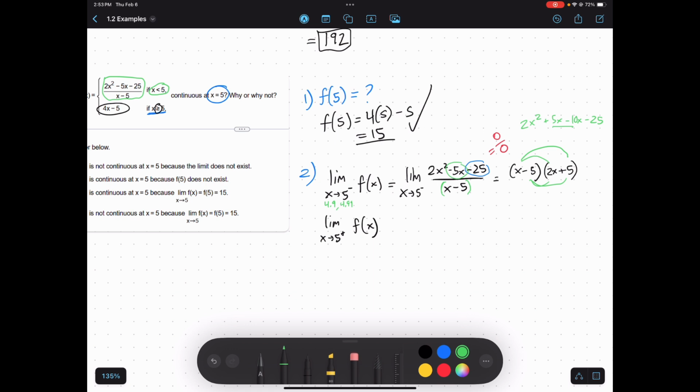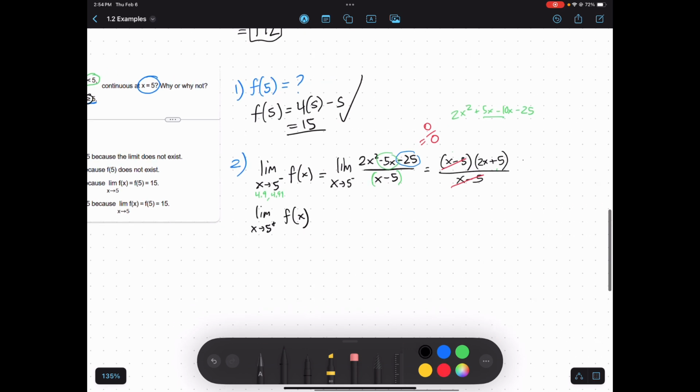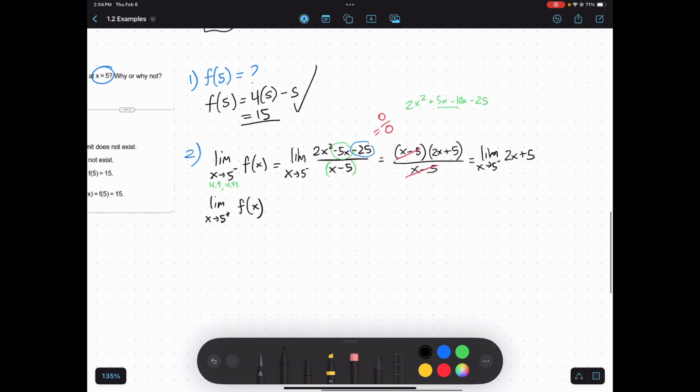So I've factored that top term, and it factors nicely so that one of the factors matches the denominator, and those then cancel out. This leaves me with the limit as x approaches 5 of just 2x plus 5. And once again, since 2x plus 5 is just linear and continuous, I can go ahead and just plug in 5, and I get 2 times 5 plus 5, which is equal to 15. So my limit from the left direction is equal to 15.